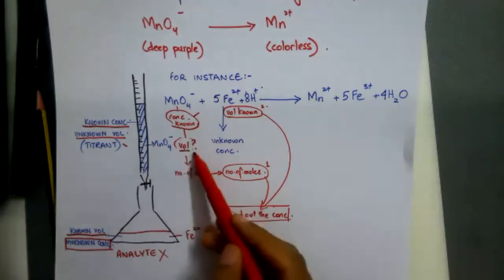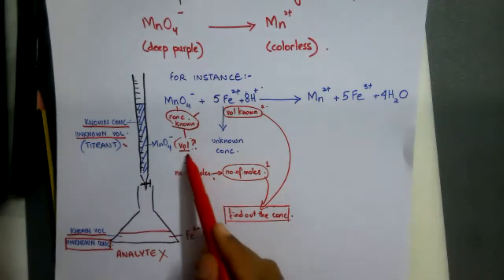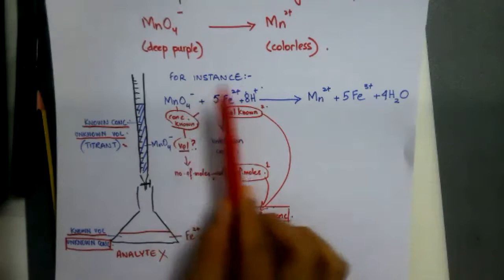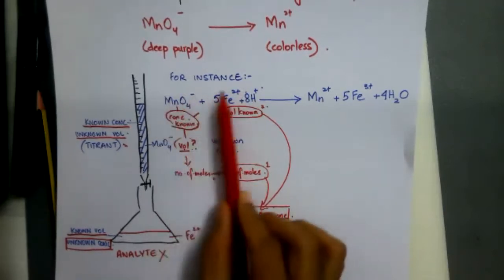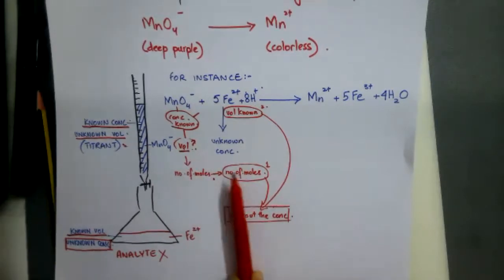By these two values, you can calculate the number of moles. You multiply them, and you'll find out the number of moles. And if you have the balanced chemical equation and know the molar ratio, using that ratio you can find out the number of moles of the other reactant.